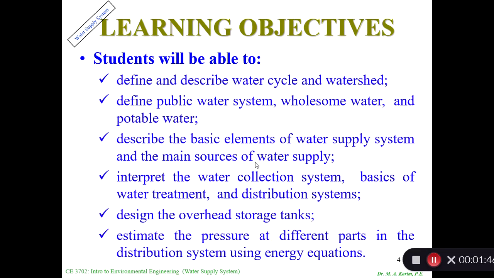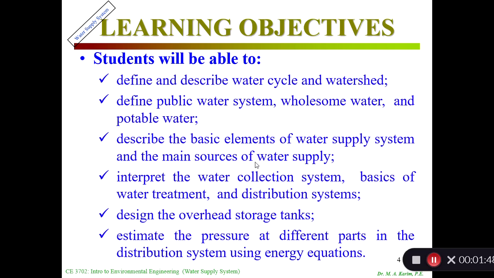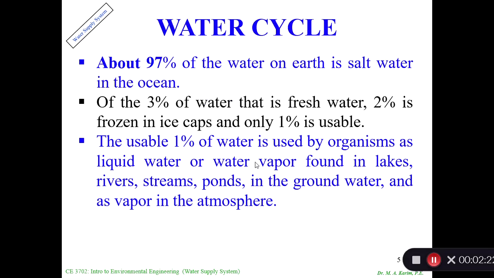So the learning objectives for this topic, which contribute to the course learning outcome, are: define and describe the water cycle and watershed; define public water system, wholesome water and potable water; describe the basic elements of a water supply system and the main sources of water supply; interpret the water collection system, basics of water treatment and distribution systems; design the overhead storage tanks; and estimate the pressure at different parts in the distribution system using energy equations. So these are the learning outcomes for this topic.